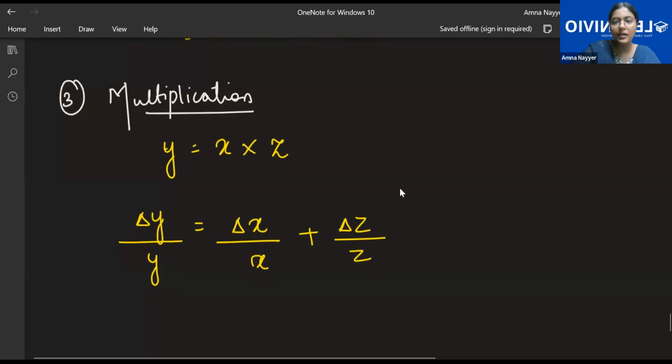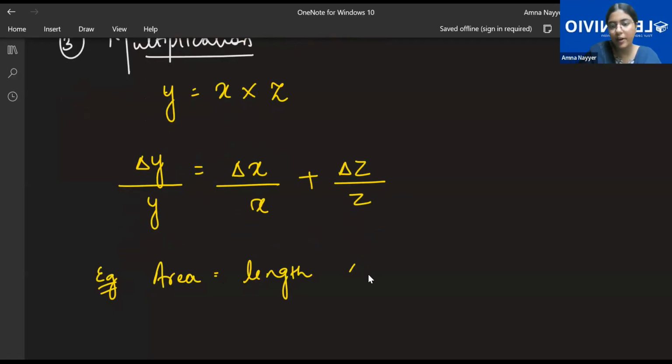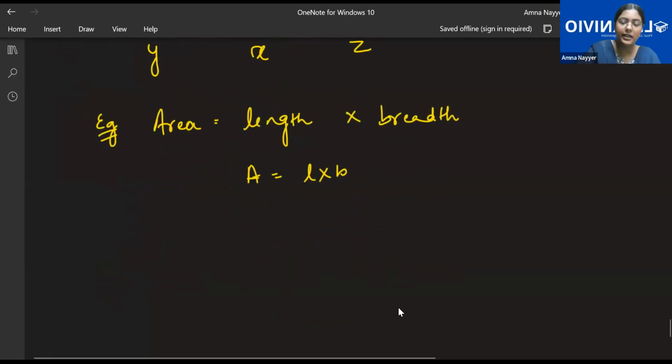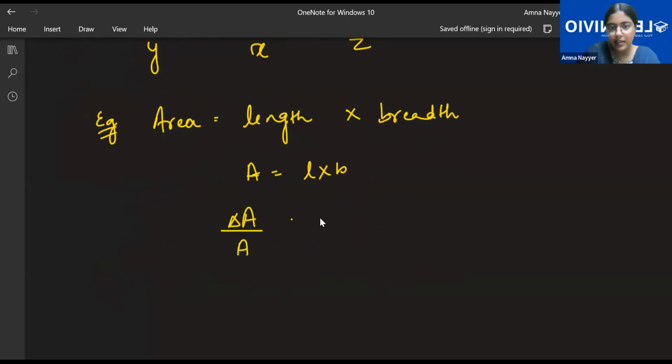For example, let's take area. Area is equal to length into breadth. So A is equal to L into B. See how we'll write. These values will be given to you in the exam. I'll show you questions also, how the questions have come, and a lot of questions have come from this fractional part. Delta A divided by A is equal to delta L divided by L plus, you'll not multiply, delta B divided by B. Okay?